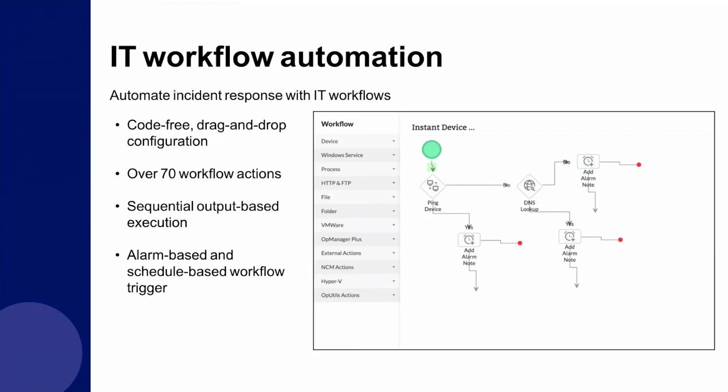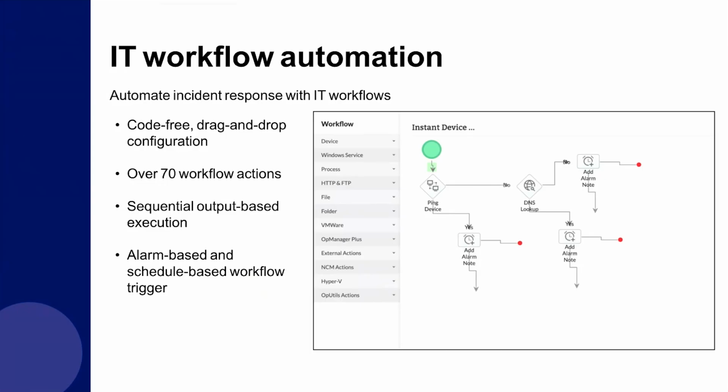That's done by using a workflow, an automated workflow. A workflow is an interface where you can drag and drop actions in a sequential manner, and then OpManager Plus will execute those actions based on the outcome of the previous action. So you need to configure three things for a workflow. You need to configure the devices that are associated with the workflow, then the actions that OpManager Plus has to perform on that workflow, and the trigger, what will cause the workflow to start and execute.